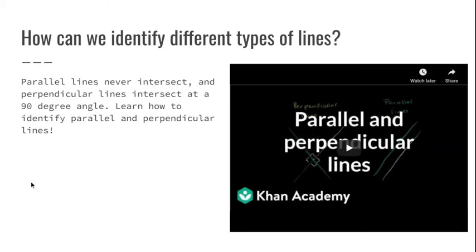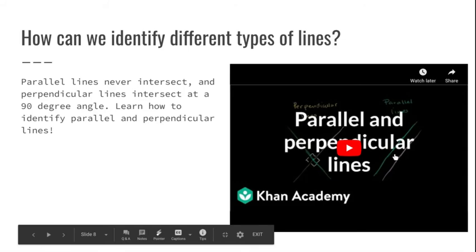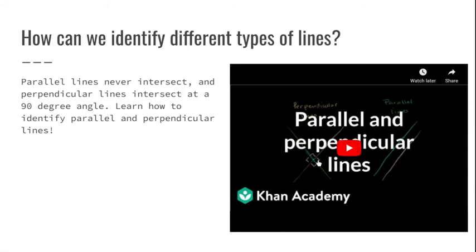Okay, so the main thing is parallel lines, they never touch, they go the same direction. Perpendicular, they touch and they have to make a right angle, okay? Like the video said, if they're touching and you don't see a right angle, those are just called intersecting lines, but perpendicular is that 90-degree angle.